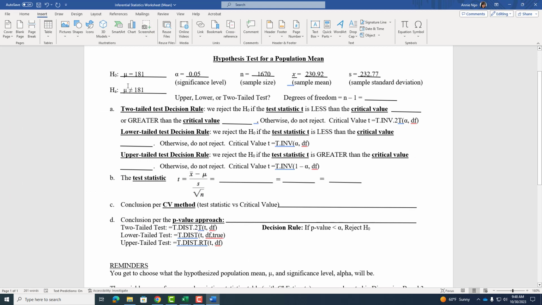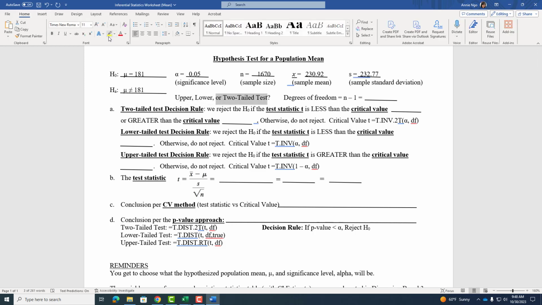Now, because I'm doing this as an equals, not equals scenario, because I don't know, is it more, is it less? To be safe, I'm going to go ahead and do the equals, not equals, which is a two-tailed test. So I'm doing a two-tailed test here. And that means when I go to part A here and I need to set up my critical values, I have three options, right? There's the two-tail test, the lower tail test, or the upper tail test. I'm doing a two-tail test, so I'm just going to go ahead and highlight this so I don't forget that's what I'm working with, okay?